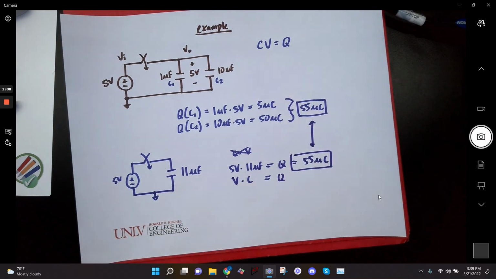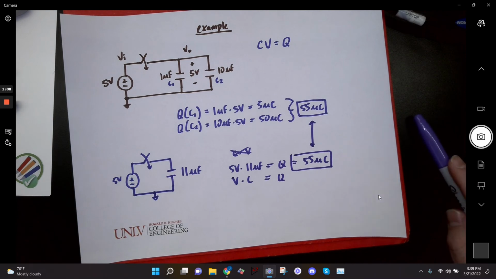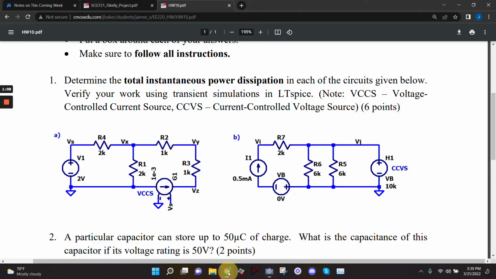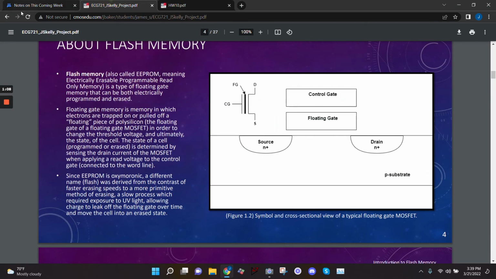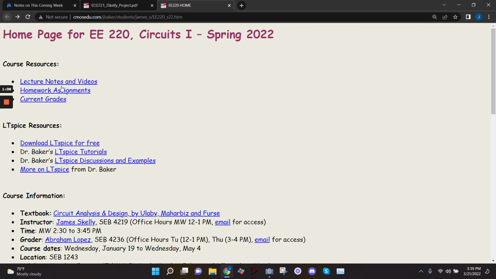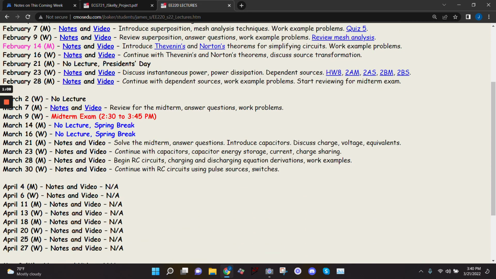Same thing, right? Okay. Any questions here? All right, so I think that's pretty much it for today. I might go over one more thing, so don't get up. Let me just look at the lectures. So today I said solve the midterm, answer questions, introduce capacitors, discuss charge, voltage, and equivalence. I've done all those things.